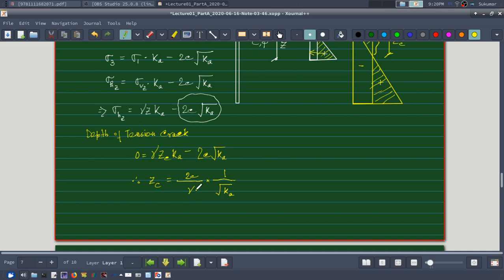Alright, twice c by gamma, this term divided by Ka, so 1 upon root over Ka. So this gives me the depth of tension crack in a cohesive backfill. Okay, this is important. This equation is another important equation. So please remember this.